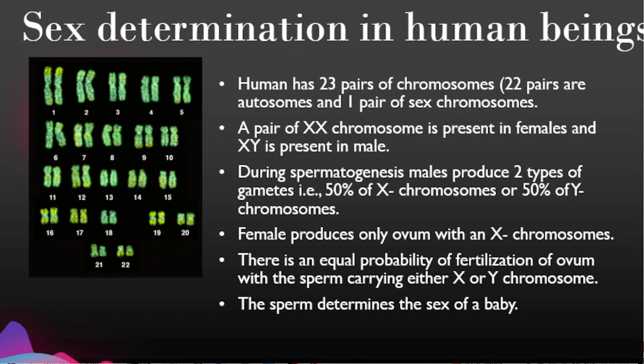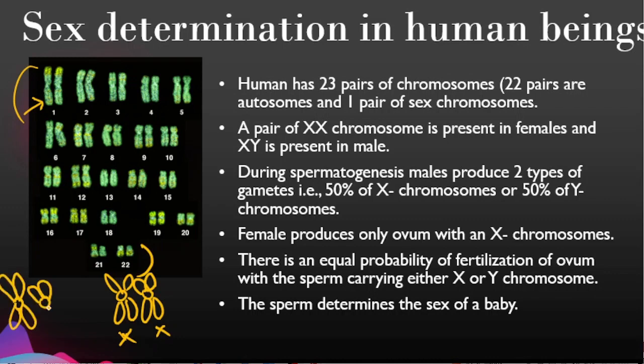So what is sex determination in human beings? You can see here these are the 22 pairs of chromosomes, your autosomes. One pair of sex chromosomes will be available. In case of female, you will have XX, the same shape. In case of male, you will have different shapes, one small and another big. So this is the X chromosome in male and this is the Y chromosome. These are your sex chromosomes and these are your autosomes. Humans have 23 pairs of chromosomes, 22 pairs are autosomes and one pair is sex chromosomes.